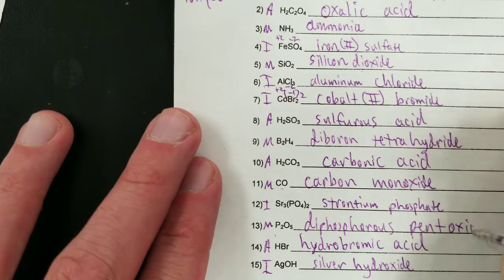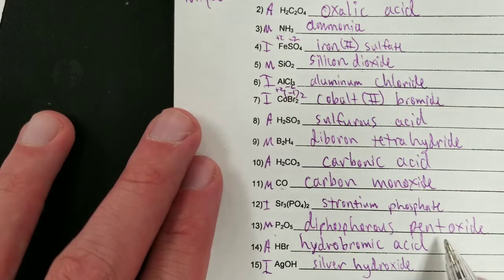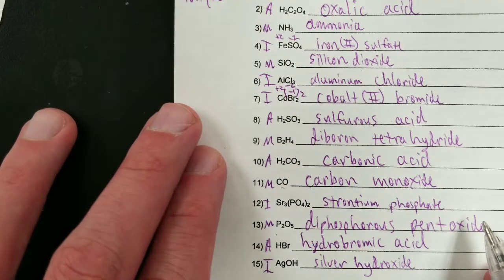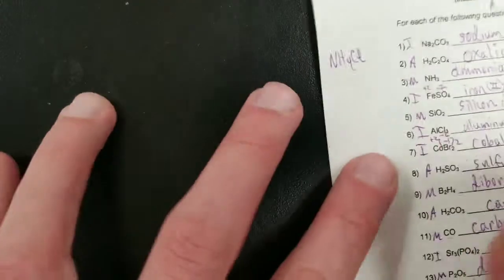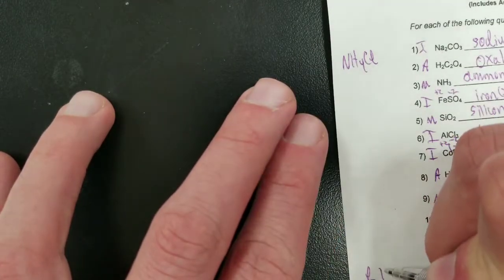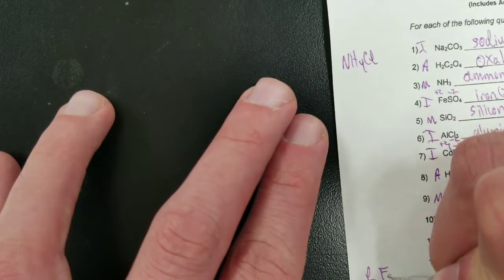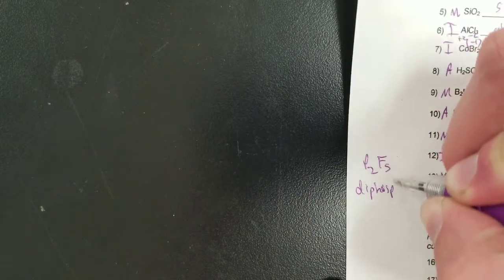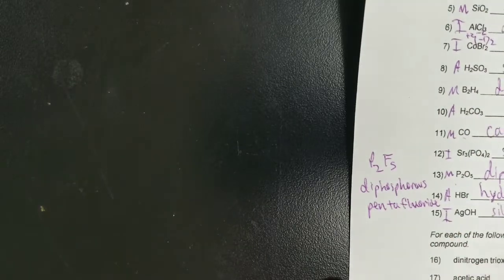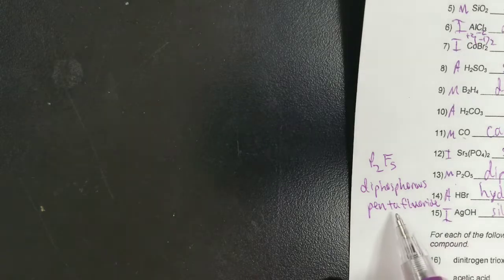pentoxide. Technically, penta is the root word, but for whatever reason you drop the A. So by the way, had it been P2F5, that would have been diphosphorus pentafluoride. So for whatever reason with oxygen you drop that A, but for the non-oxygen ones keep it there. Pentafluoride, not pentfluoride.